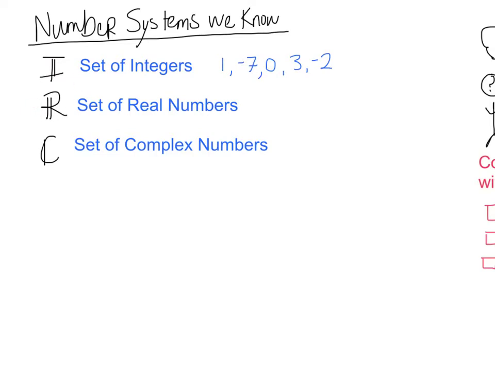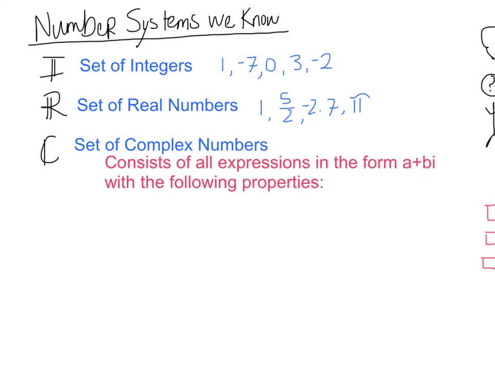Another set of numbers you know and love is the set of real numbers. Those are all numbers, like 1, like 5/2, like 2.7, or -2.7, like pi. It includes any number you can think of, any real number that is. The last set that we're going to learn about today is called complex numbers, and it's with this fancy C. Complex numbers consist of all expressions in the form a plus bi with the following 3 properties. So let's talk about what those properties are, and then we'll talk about why complex numbers exist.